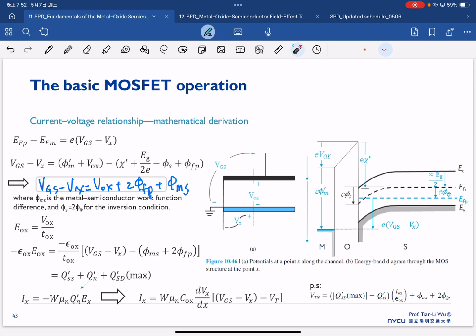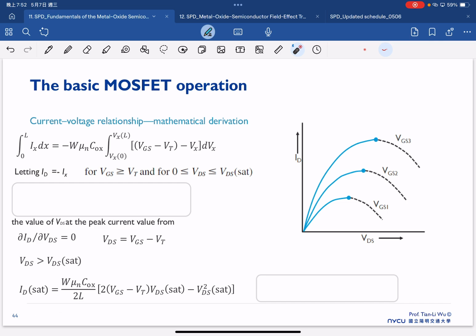operation. So with all these equations, considering the total current in the channel length, we integrate from 0 to L with this equation, and because now the drain current is equal to minus Ix, that's just due to the coordinate issues, considering VGS larger than the threshold voltage, and also VDS below VDS sat. So we have the ID. Finally, the ID is equal to this one.